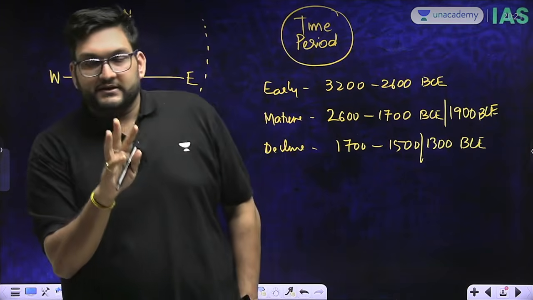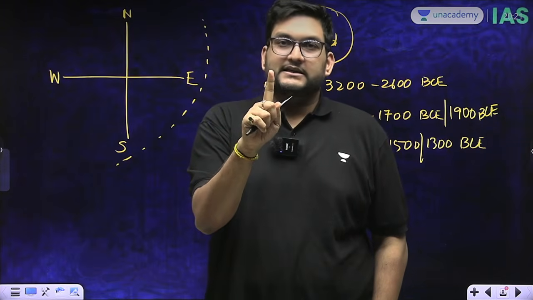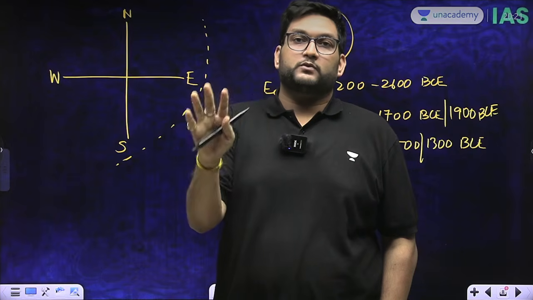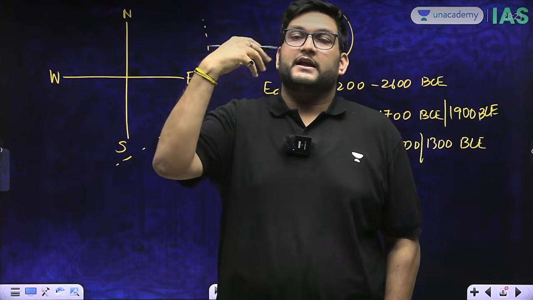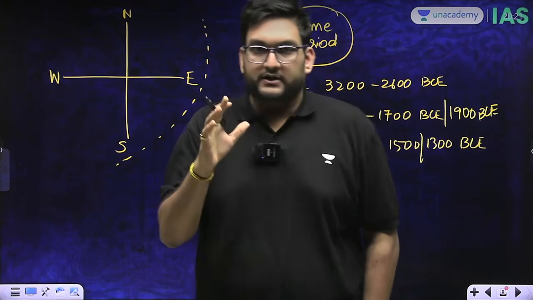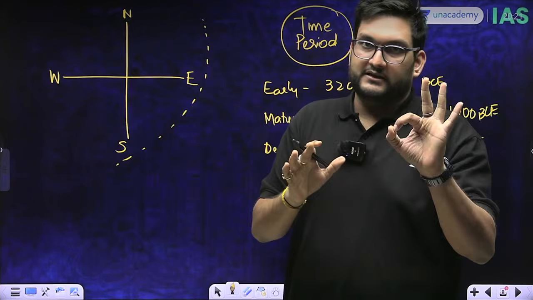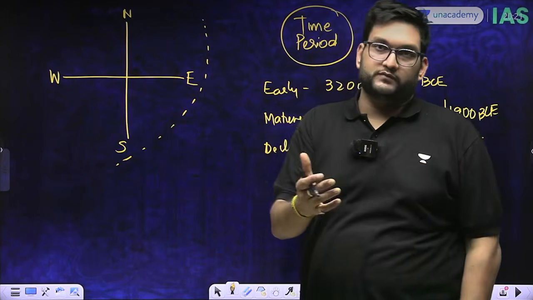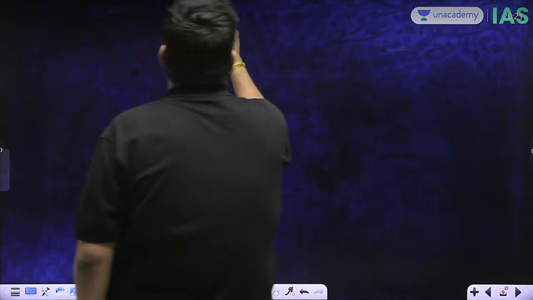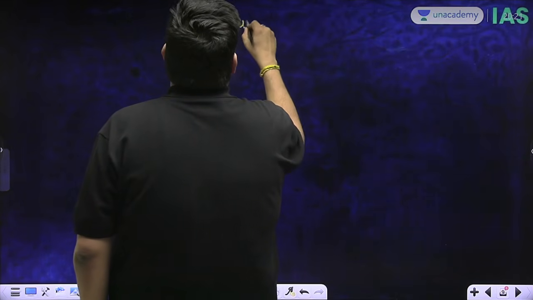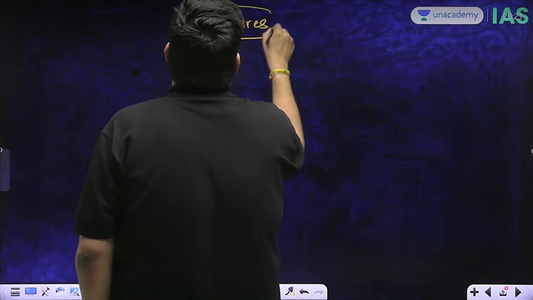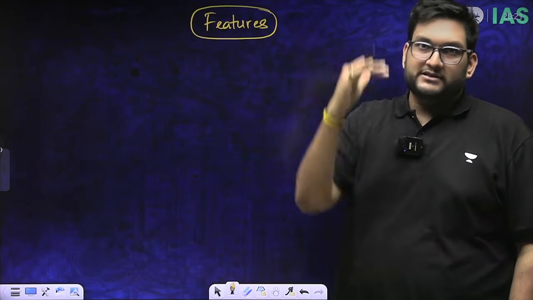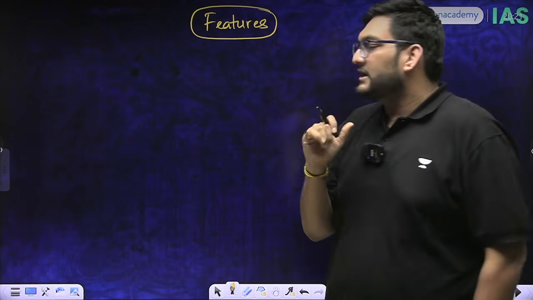Now, what we've understood is three things: geographical extent, time period, and also who found it and when it was revealed to the world that there's something called the Indus Valley Civilization which exists. Three things. Now, the most important set of questions which come out of this topic is features. What are the features of the Indus Valley Civilization? We are right now above NCERT level, but below extremely specialized level, but important for the examination.